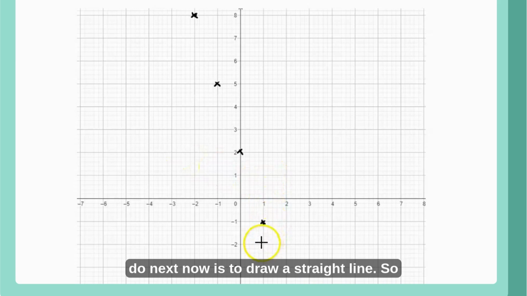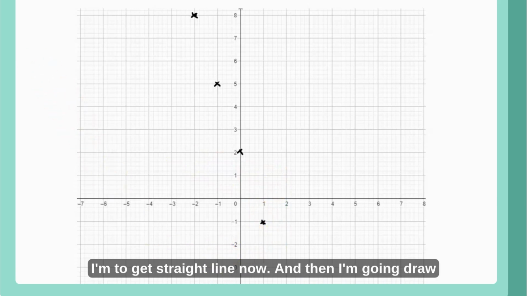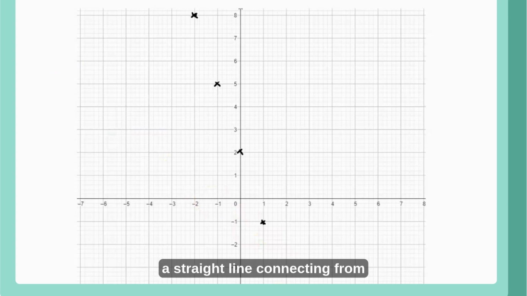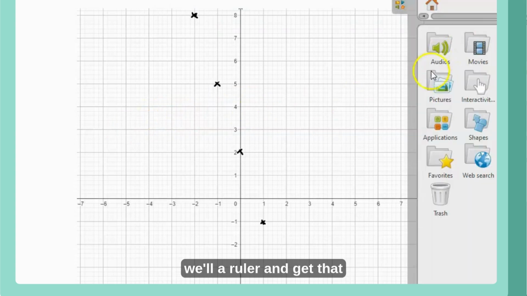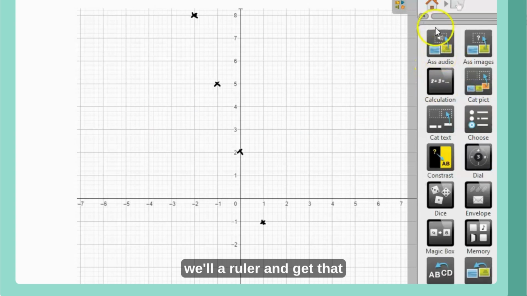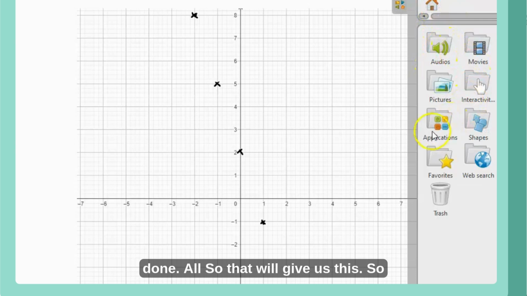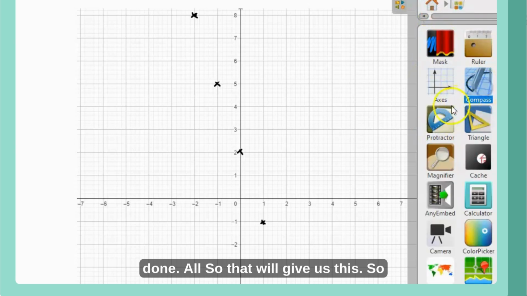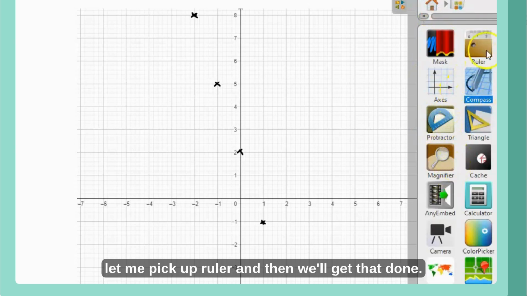So what I'm going to do next is to draw a straight line, connecting from this point. In this case you could use a ruler. So let's get a ruler and get that done. Let me pick up a ruler and then we'll get that done.